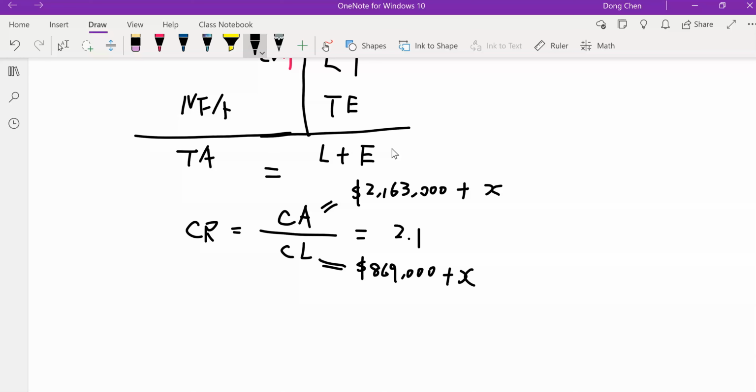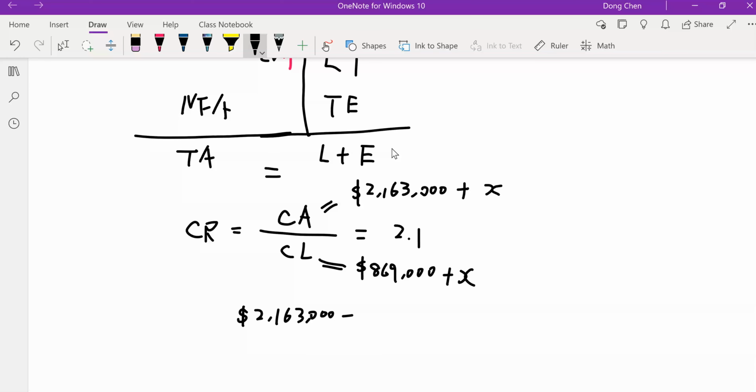Right? So basically, the numerator will be 2,163,000 plus X, and the denominator will become 869,000 plus X. And the ratio between these two will become 2.1. So that's basically the equation based on the setup. So now I can just put it in a cleaner way.